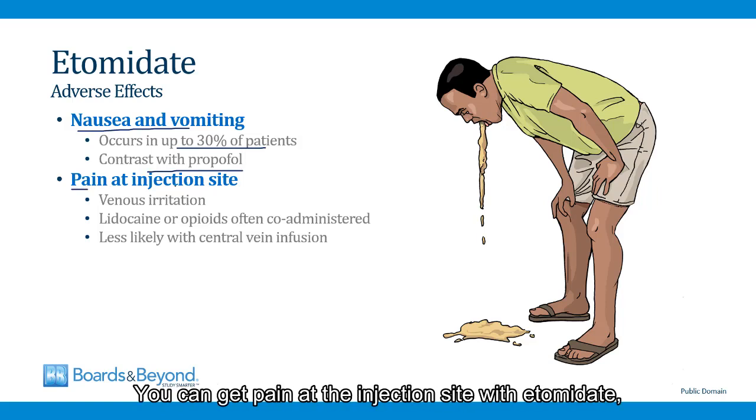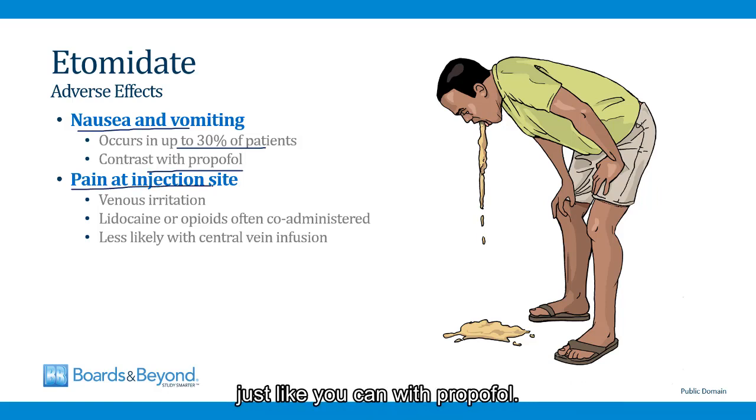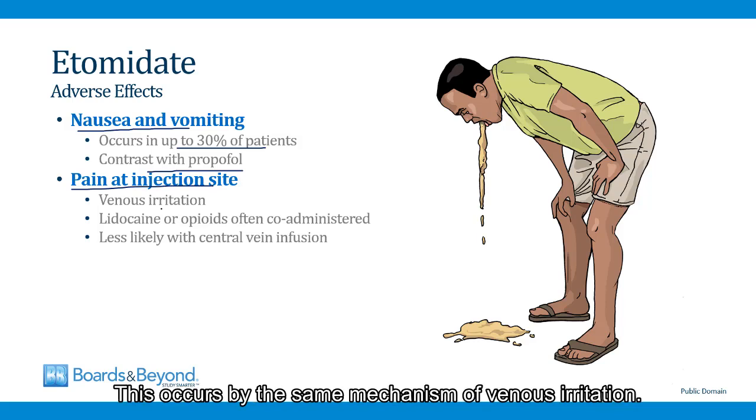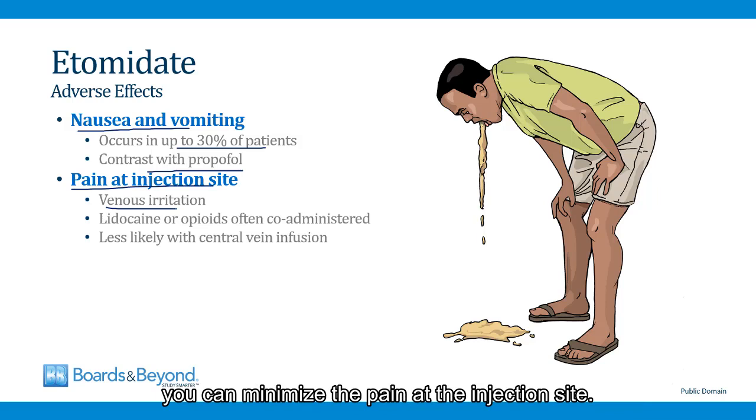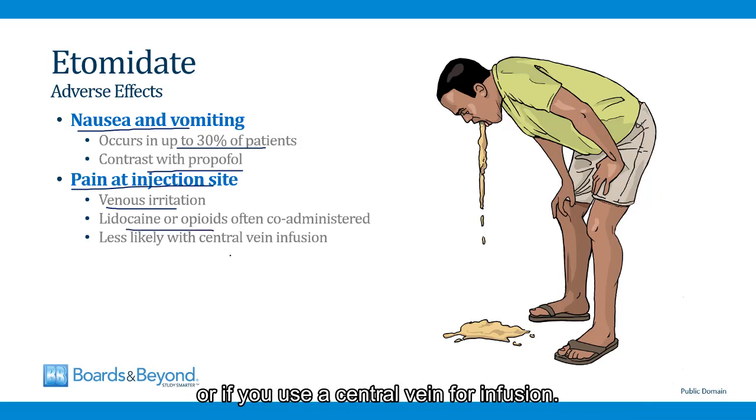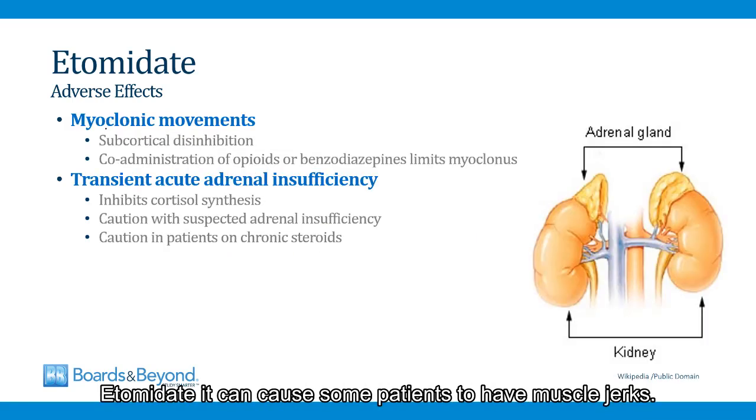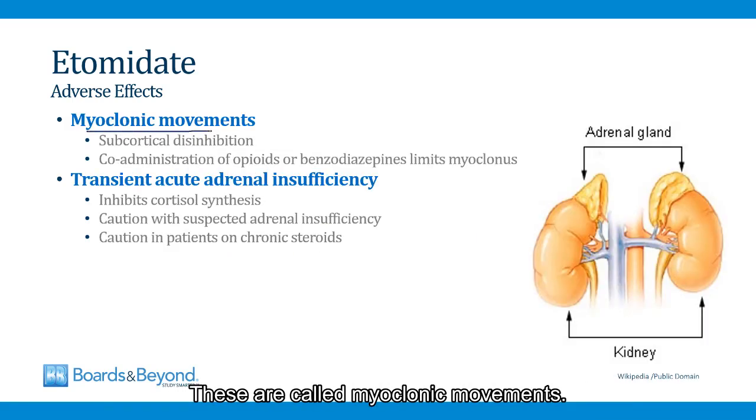You can get pain at the injection site with etomidate just like you can with propofol. This occurs by the same mechanism of venous irritation. Just like with propofol, you can minimize the pain at the injection site if you co-administer lidocaine or opioids, or if you use a central vein for infusion. Etomidate can cause some patients to have muscle jerks. These are called myoclonic movements.